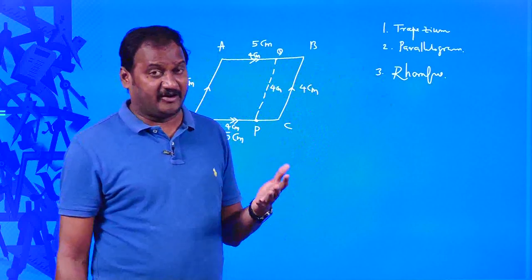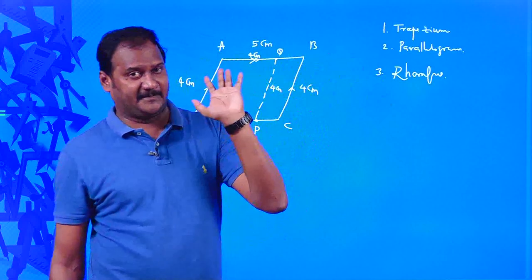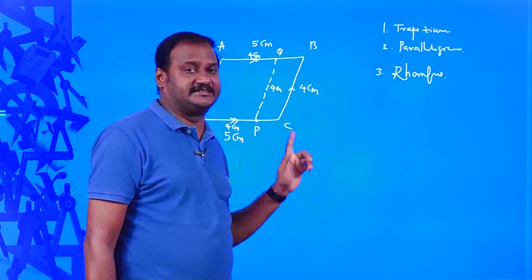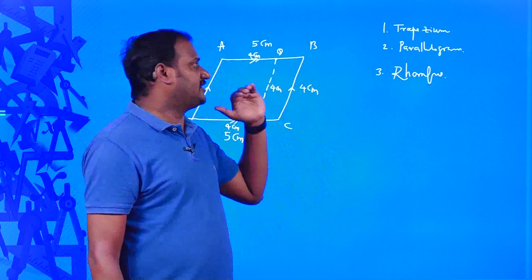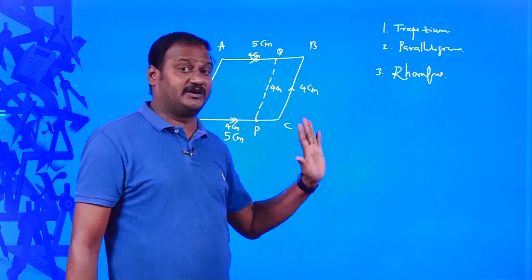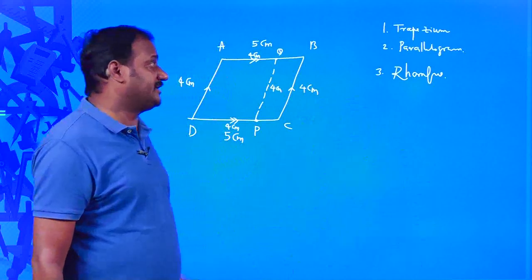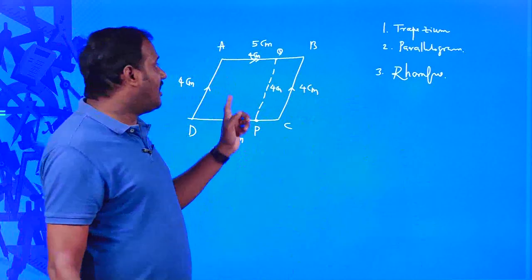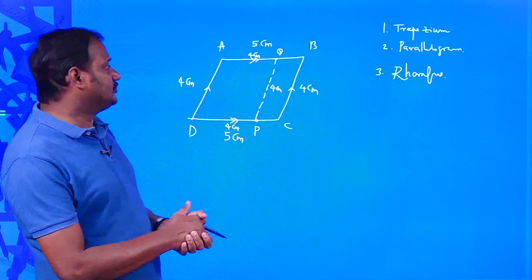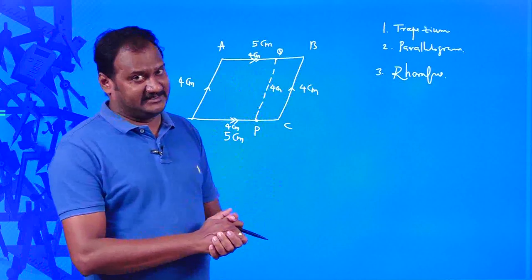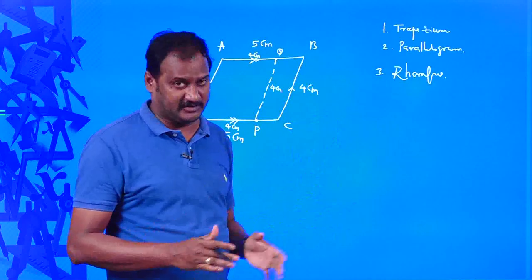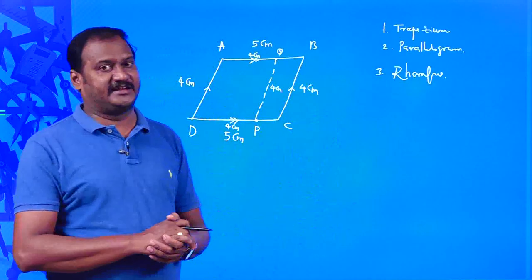I repeat, a rhombus is basically a parallelogram. So, in a parallelogram, if one pair of adjacent sides are equal, then it is said to be a rhombus. And all the properties of a parallelogram are definitely satisfied by this rhombus. And what are the additional properties here? The additional properties of a rhombus are that all four sides are equal, and coming to the diagonals, in a parallelogram the diagonals may not be equal. So similarly, in a rhombus also the diagonals may not be equal.